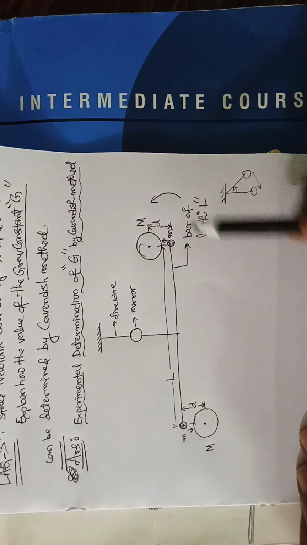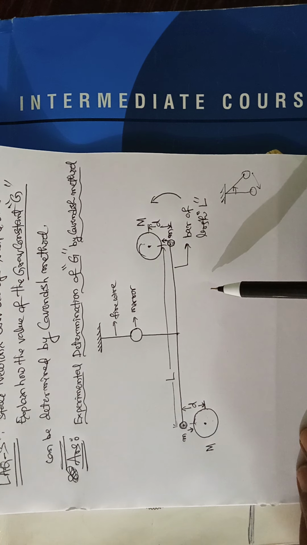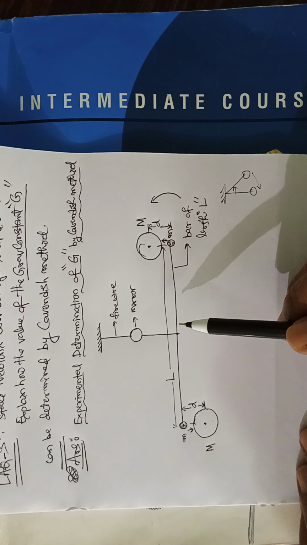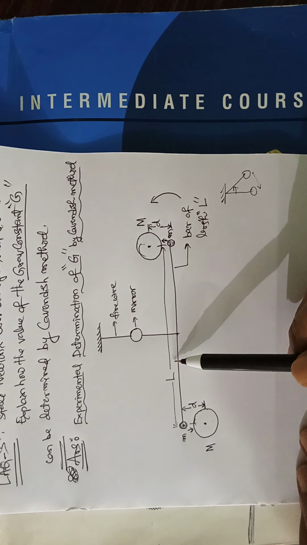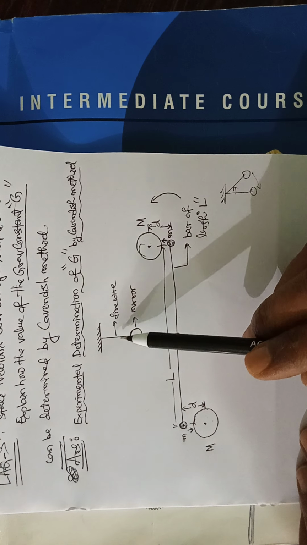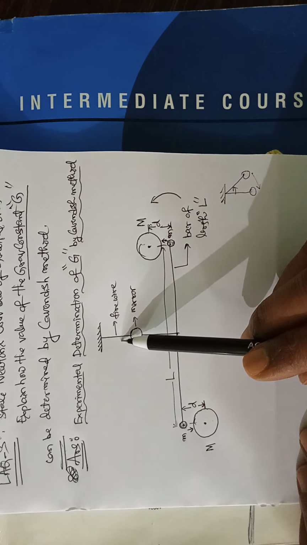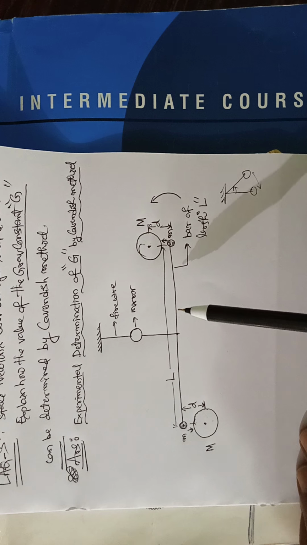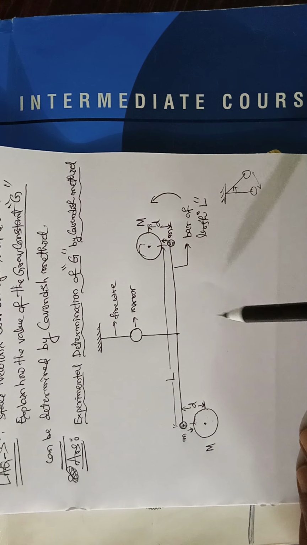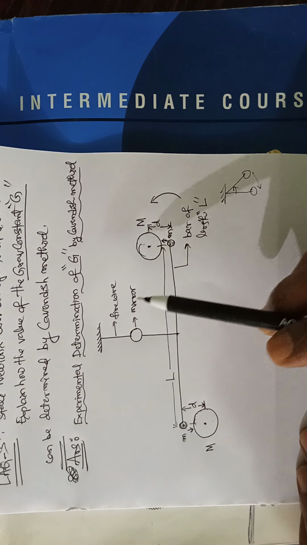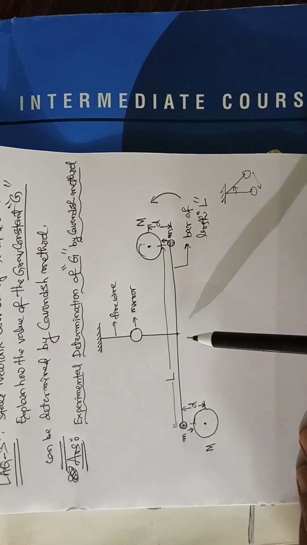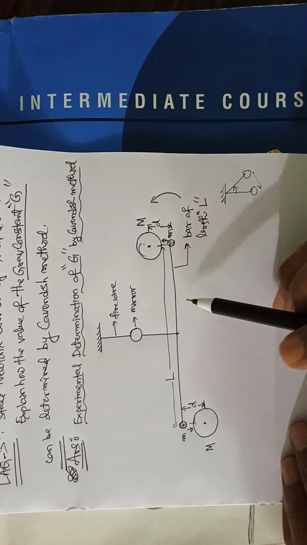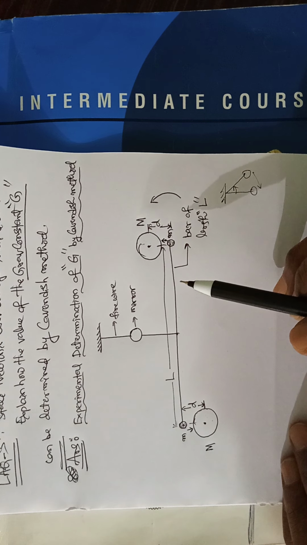Under the action of the two anti-parallel forces, this bar gets deflected, and the restoring torque inside the fine wire tries to stop the deflecting bar. So under the action of deflecting torque and restoring torque, an equilibrium is achieved at an angle theta, and that angle theta must be measured.